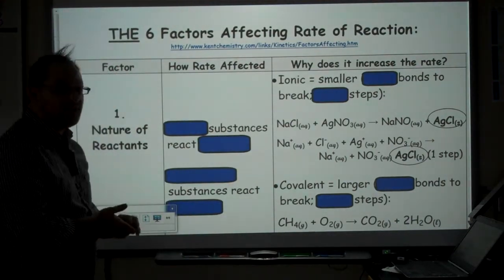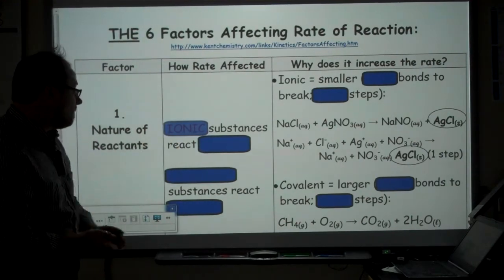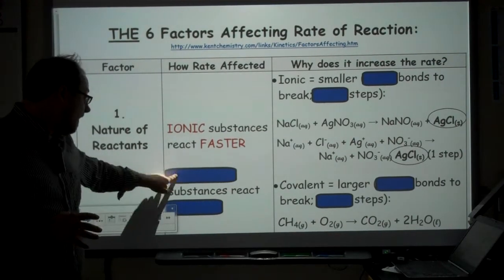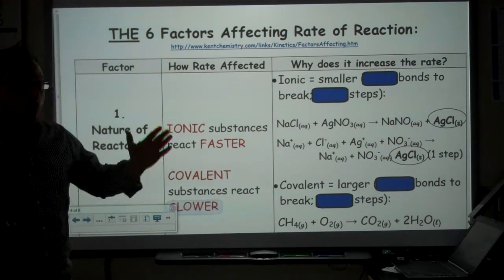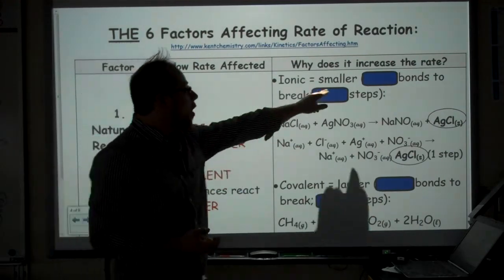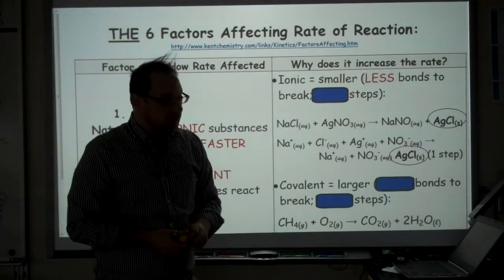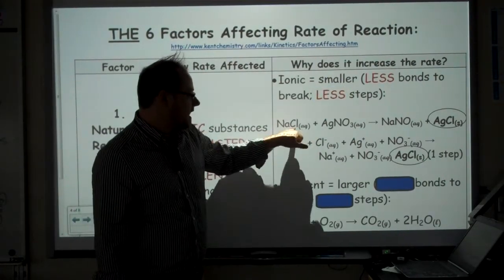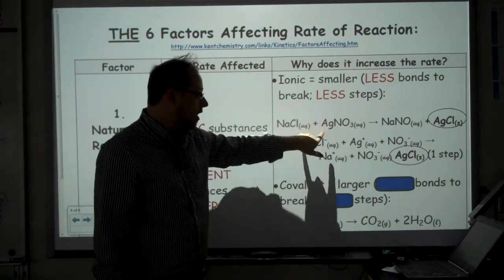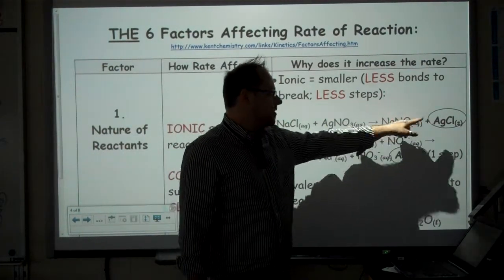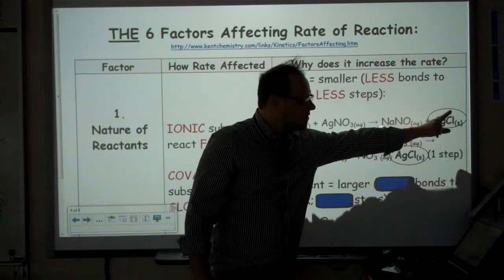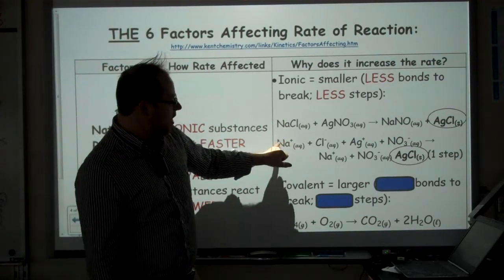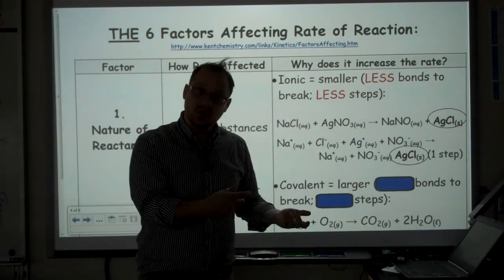The first thing we want to cover is the nature of the reactants. First of all, ionic substances react faster than covalent substances, because covalent substances react slower. Why do ionic things go faster? Well, they're usually smaller in the first place. They have fewer bonds to break and fewer steps in order to form. Here we have sodium chloride, which is an ionic compound, and silver nitrate, another ionic compound, reacting together to make sodium nitrate and silver chloride. Silver chloride is a solid, a precipitate out of the reaction, but that happens really, really fast because these parts are small ions and they're easy to move around in a solution.